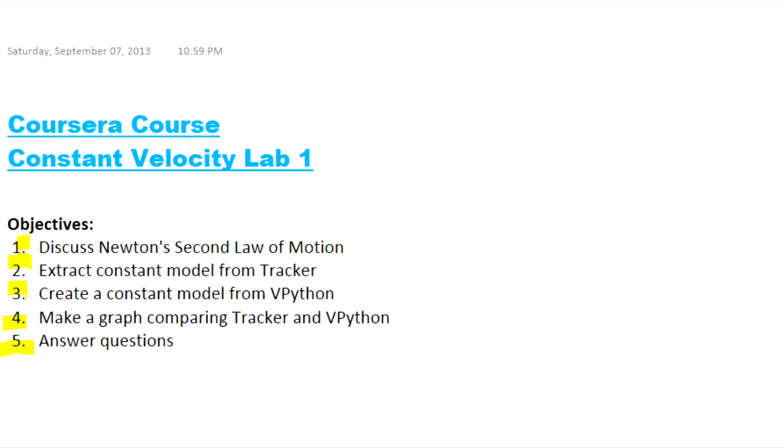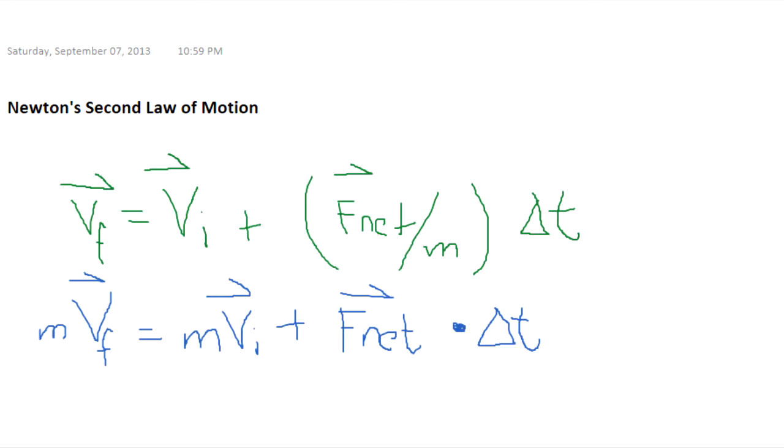Now we're going to discuss Newton's second law of motion. Final velocity equals initial velocity plus net force divided by mass times delta time. We can simplify this equation by multiplying by mass, giving us a new equation: mass times final velocity equals mass times initial velocity plus net force times delta time.